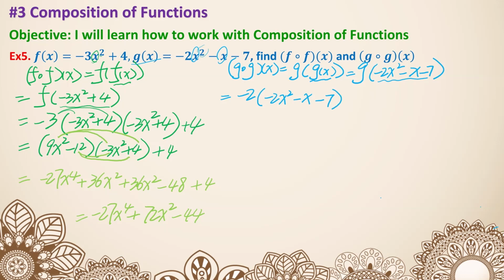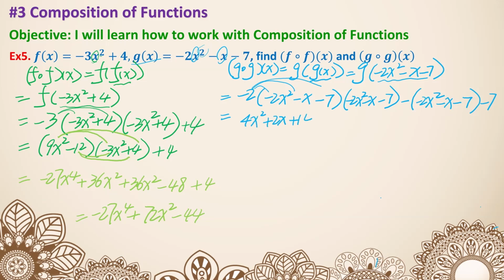Since x squared is being squared, I'm going to write it twice already. Negative 2x squared minus x minus 7. Okay, then I'm subtracting an x. That also needs to be replaced as negative 2x squared minus x minus 7. Then I have the minus 7 on the end. Let's distribute in the first negative 2. That's going to give us positive 4x squared plus 2x plus 14. And then we have negative 2x squared minus x minus 7.